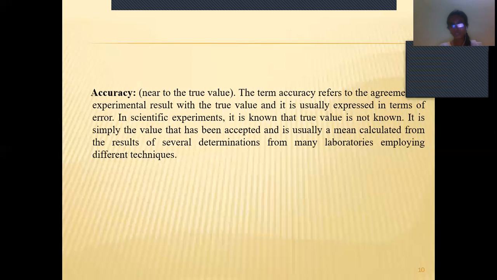In scientific experiments, the true value is not known. It is a simplified value that has been accepted, usually a mean calculated from the results of several determinations by many laboratories employing different techniques. So accuracy means the experimental value we got should be very near to the true value.